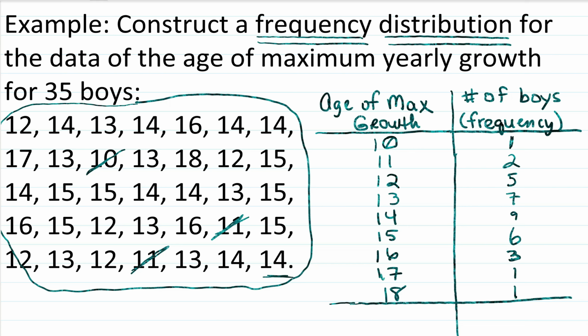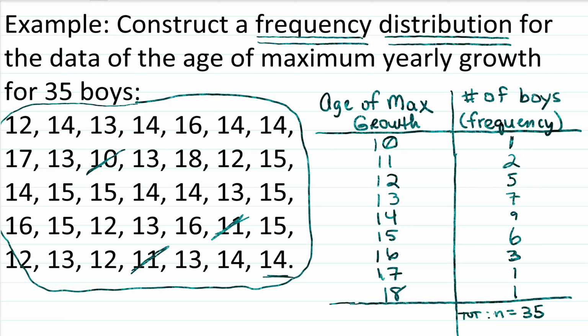So then there's a total. We'll call the total our n. So n is equal to, just adding all of these frequencies up, looks to be 35. So let's look at some of the conclusions that we can draw from this example.